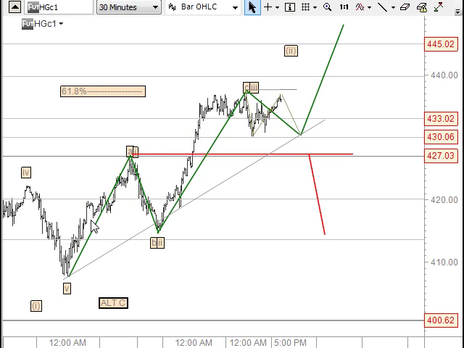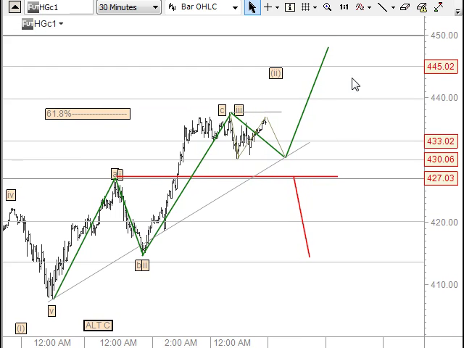As you can see here, in this green here, we've got these 3 waves up. So that can be the ABC correction here. Or we're going to get wave 4 in here, and then wave 5 up through here, which should take us to this level here before we start to see a larger ABC correction come back down.